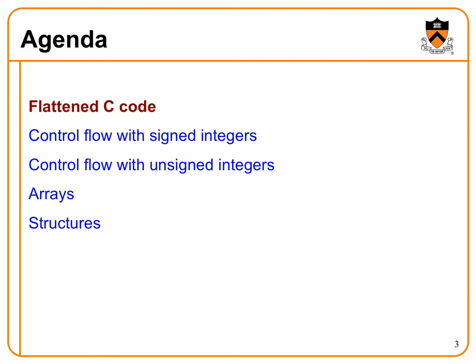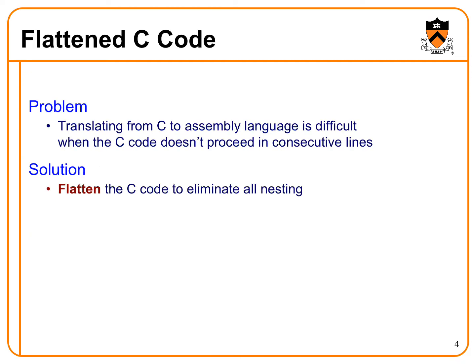To start off translating from C to assembly, we're going to produce an intermediate form of C that's a bit closer to the structure of the assembly output we want to end up with. We'll call this Flattened C.